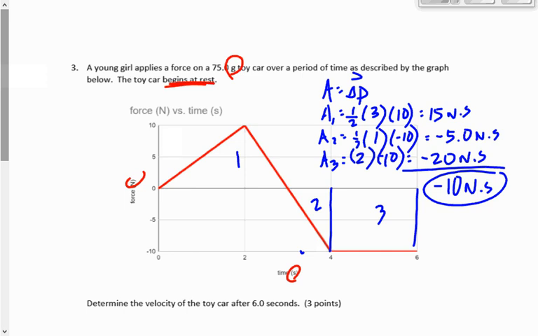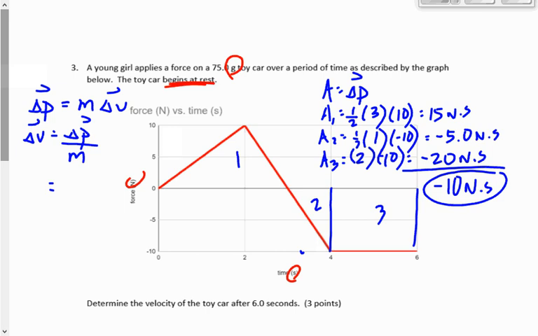What else can you do besides the impulse, or the area, I should say? What else are you allowed to do for this graph? Remember this, delta P is equal to M times delta V. What are you not allowed to do for this graph, or any other force versus time graph? Don't use F times T.